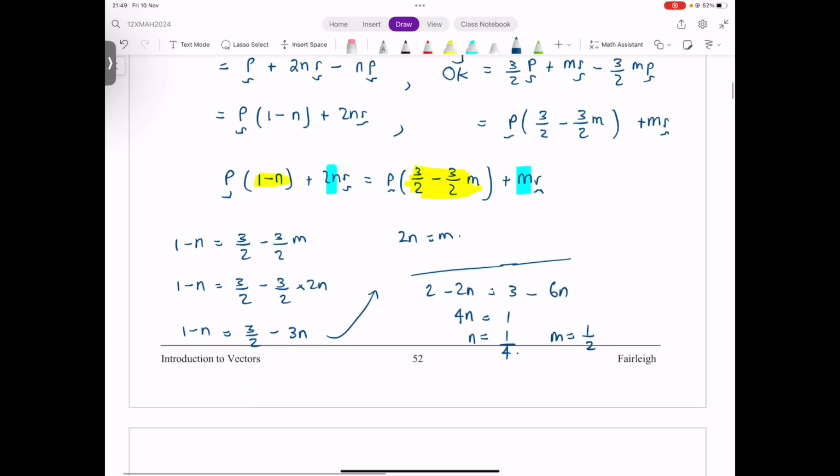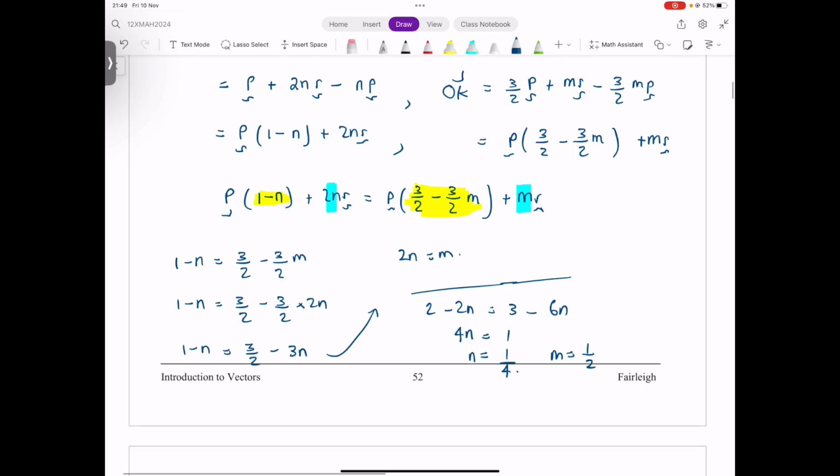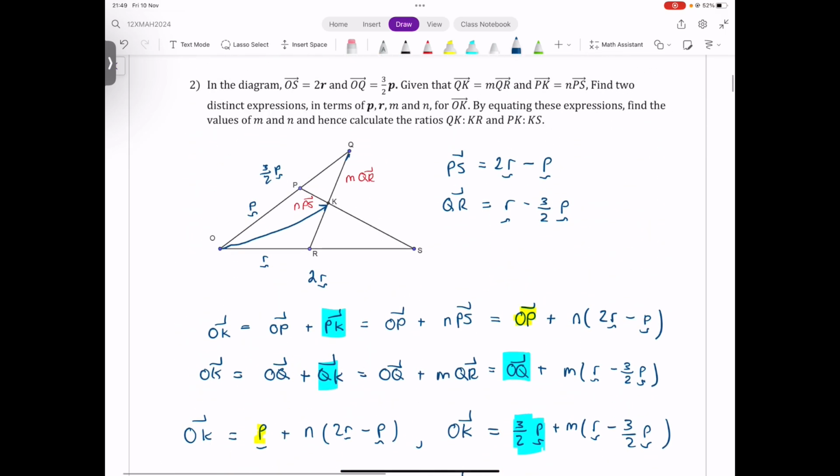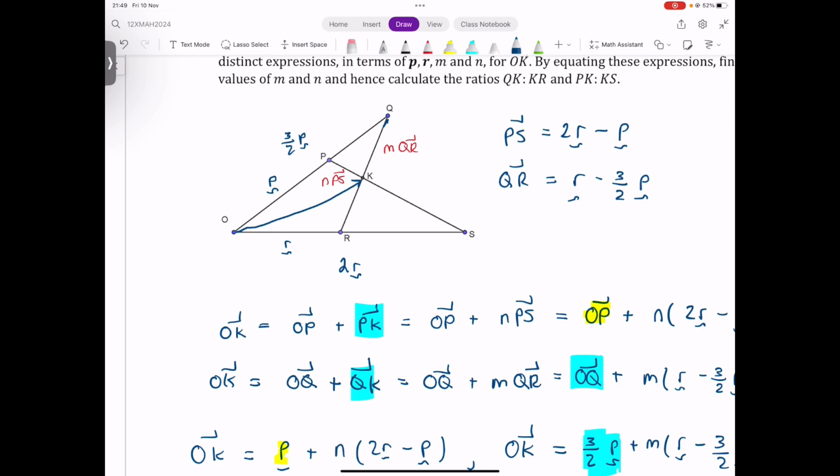So I've now found the values of M and N. Now I want to find those ratios of sides. If we look at N, for example, we figured out N was 1/4. N is going to be 1/4 no matter the size of this vector. Now if PS is this whole vector, and PK is 1/4, then the rest of the vector has to be 3/4.